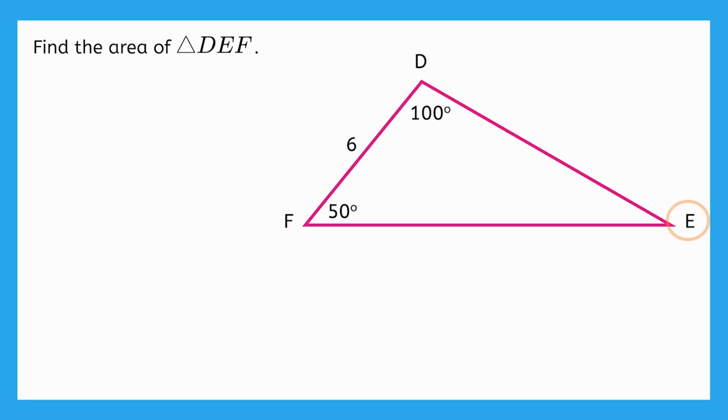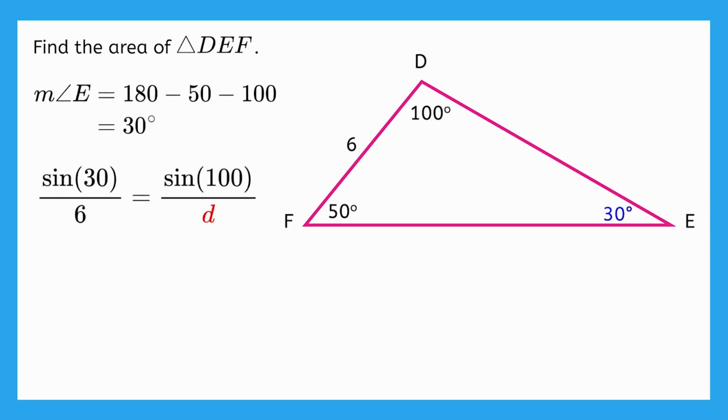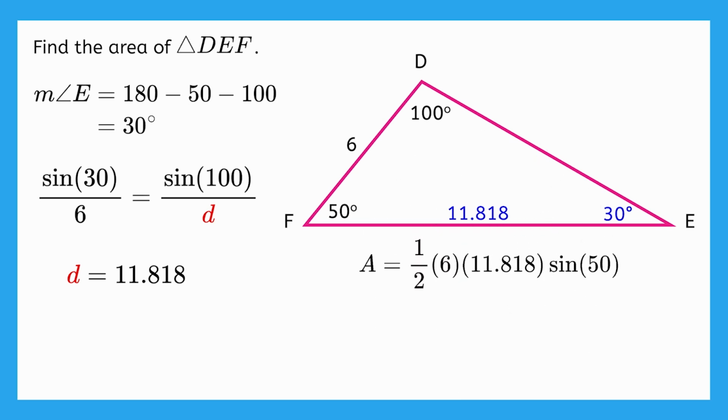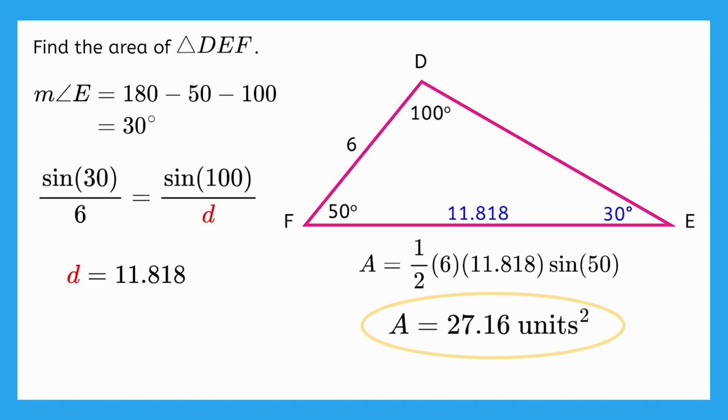I started by finding angle E since I need an angle and its corresponding side to use the law of sines. Angle E is 30 degrees. Next, I set up sine of 30 over 6 equals sine of 100 over D and found that D is equal to 11.818. Now I have enough information to use the area formula. Plug in the values, 1/2 times 6 times 11.818 times sine of 50. And I find that the area of the triangle is 27.16 units squared. How'd you do?